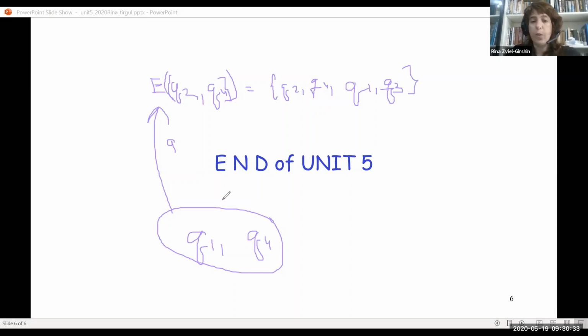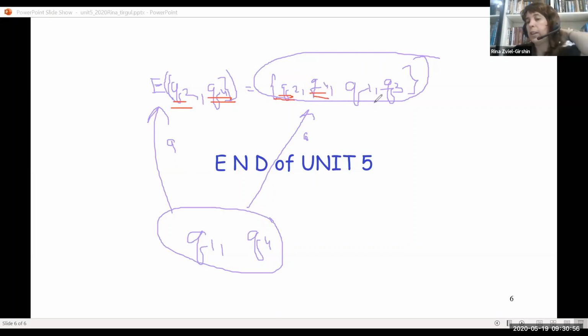So now when I draw where I go from Q1, Q4 on input letter A, I go on input letter A to this state, which is actually A letter once. A letter once is Q2 and Q4. And additional states that I reach with epsilon transitions only.